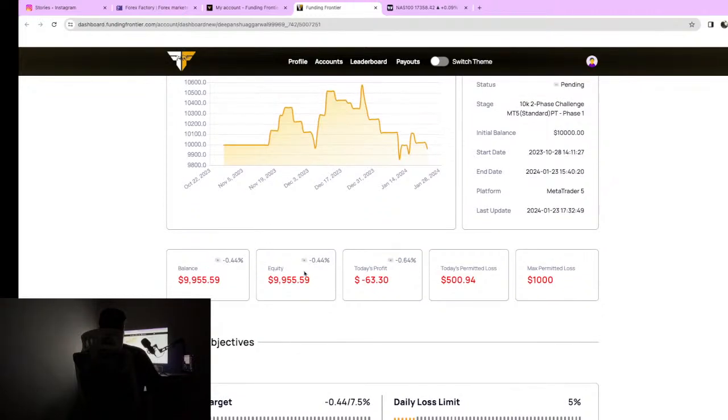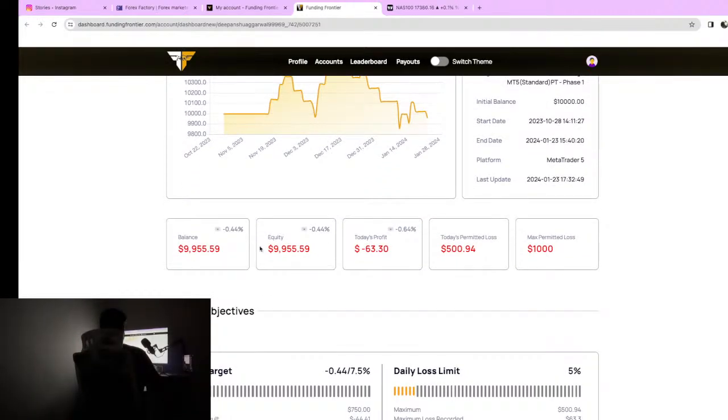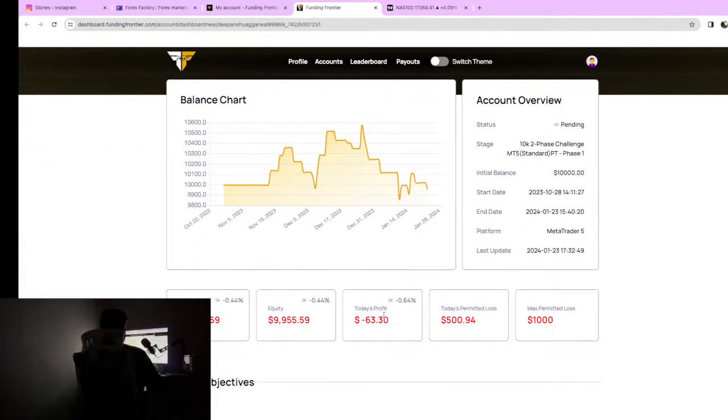So now our balance stands at 9955. Today's position is minus $63.